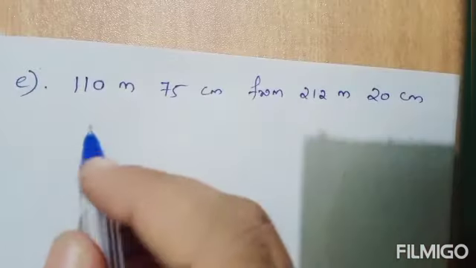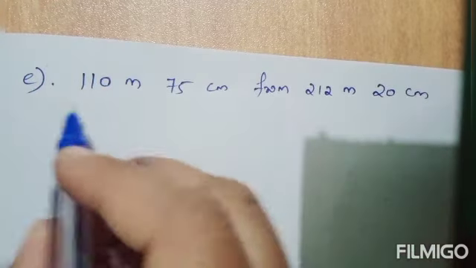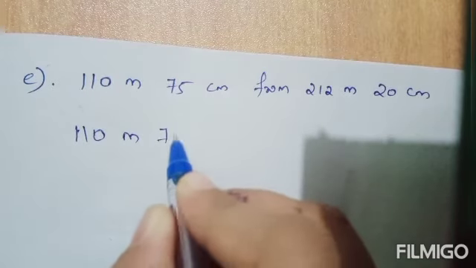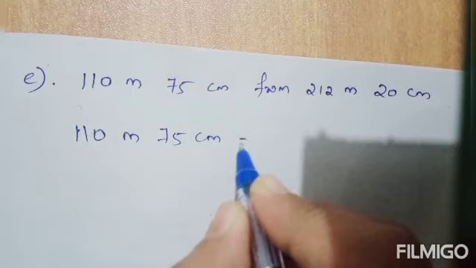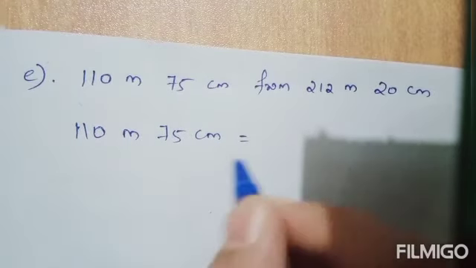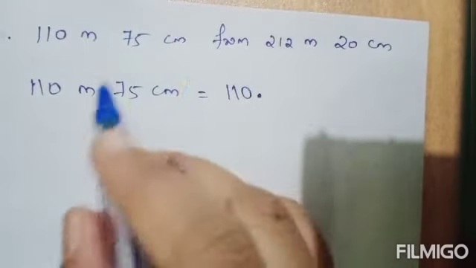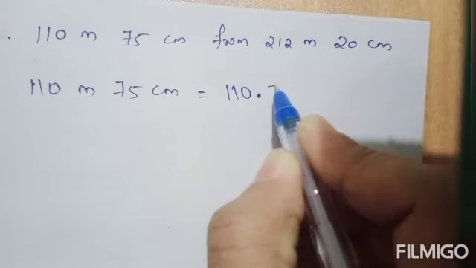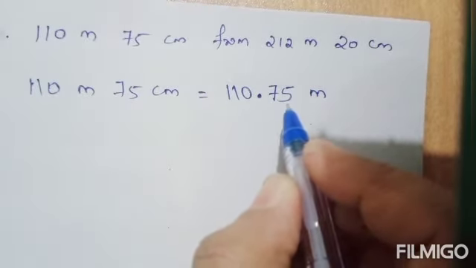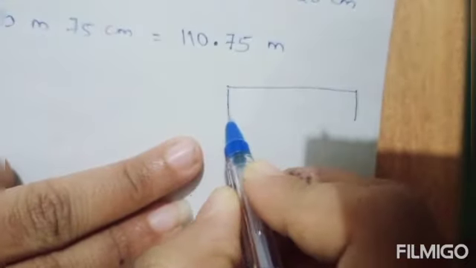Okay. Next E, 110 meter 75 centimeter from 212 meter 20 centimeter. So first you have to write this in decimal notation. 110 meter 75 centimeter. In decimal notation, what will come? The meter part will come before the decimal point. So 110 point. Now the centimeter part will come after the decimal point. So 75. Now the unit will be meter. 110.75 meter.